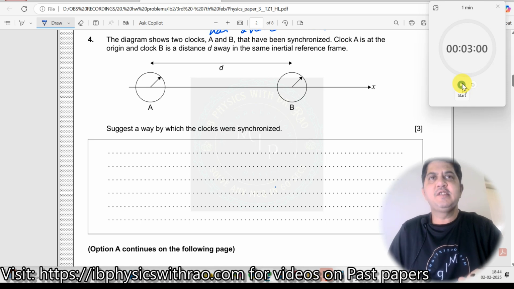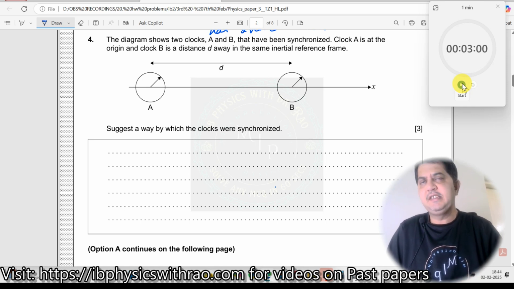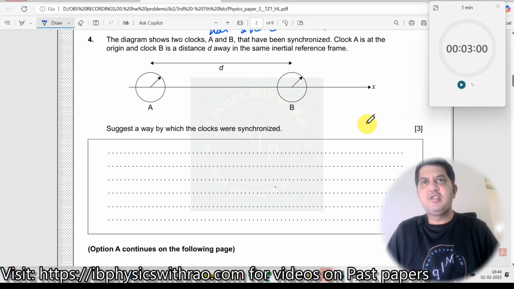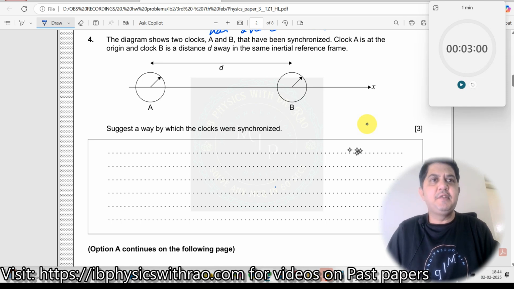So this is the second question. Yesterday we had already seen one question based on time dilation, and today we will see one more problem on this. This problem is a short question which is only for 3 marks. Let me click on this timer now.